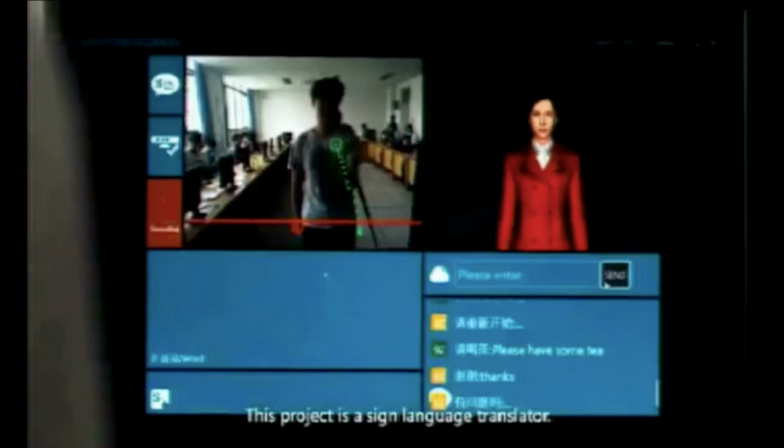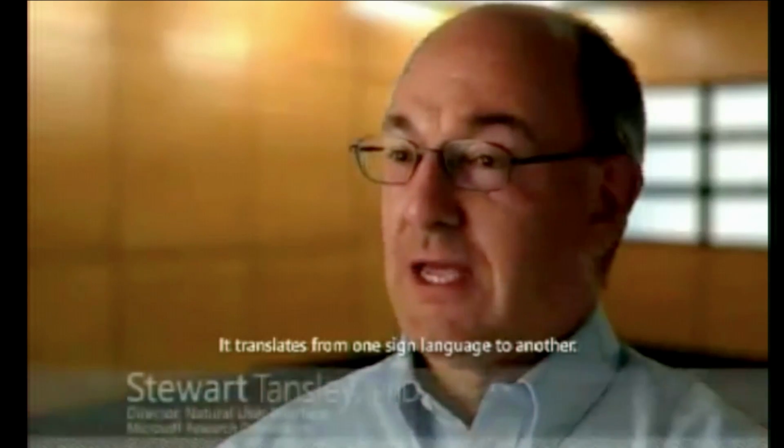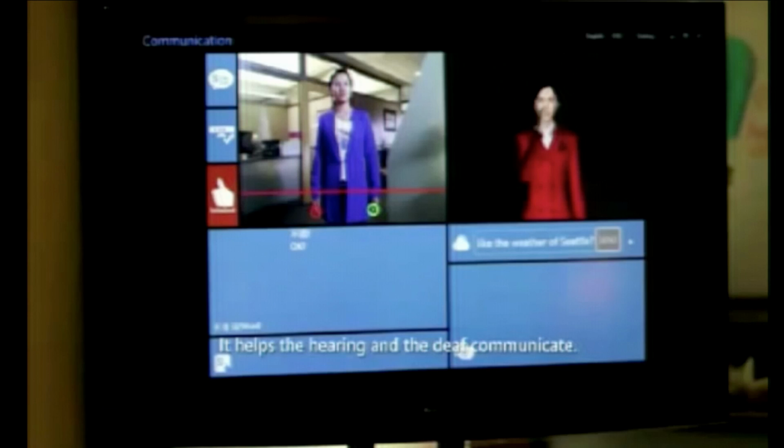This project is a sign language translator. It translates from one sign language to another. It helps the hearing and the deaf communicate.